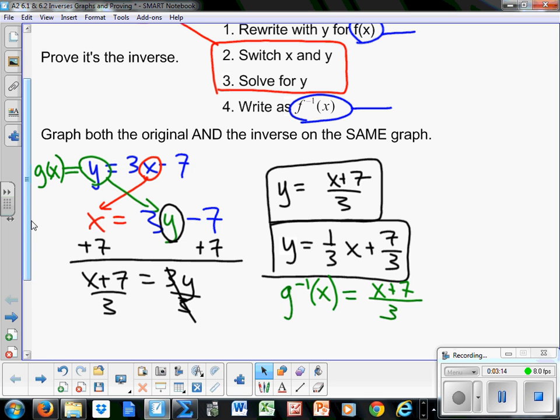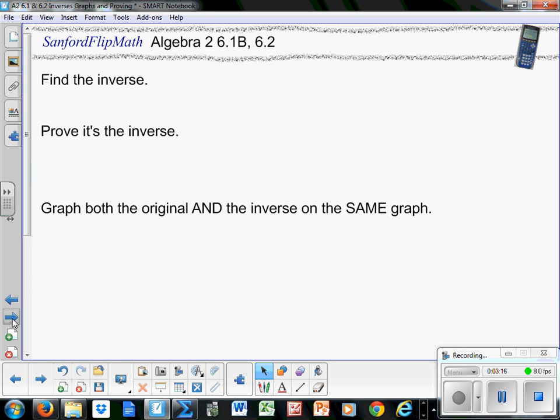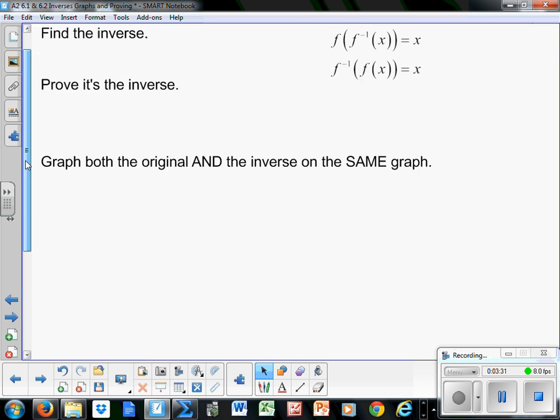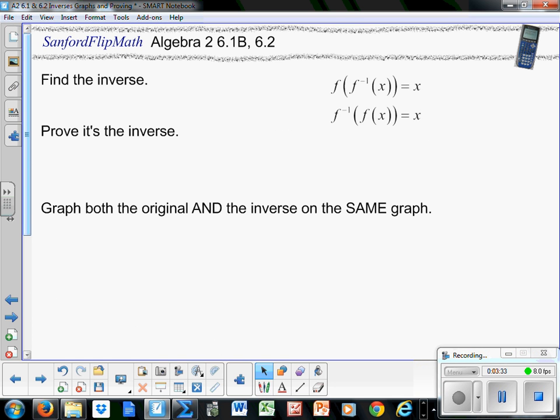With that in mind, let's talk about proving it's the inverse. Because switching x and y and solving for y doesn't prove it's the inverse. All it does is find you the inverse, assuming that an inverse actually exists, because there are situations where the inverse is not a function, etc. Ooh, where'd that go? That went fast. I just flung it and it went.